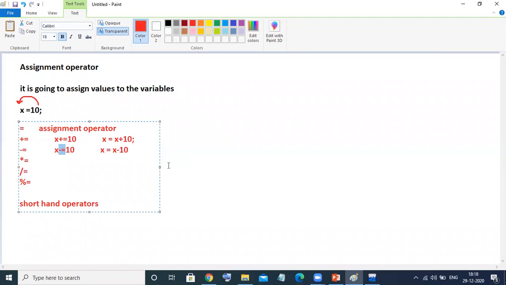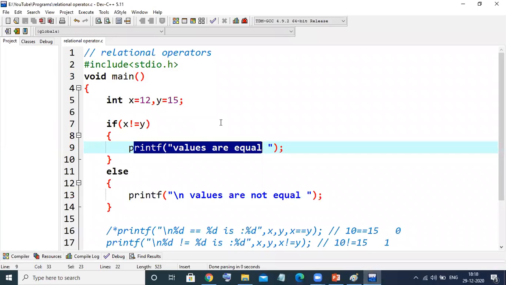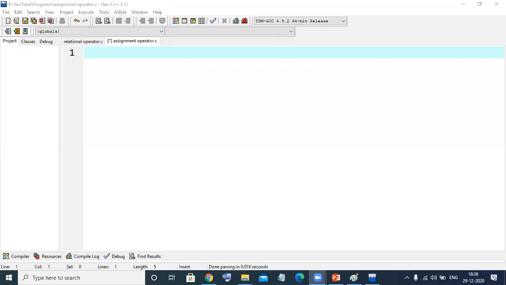It may be an interview question: what do you mean by shorthand operators? Then you should know, right? These are all called shorthand operators. So let us take one example on assignment operators to understand more clearly how the execution is going on.